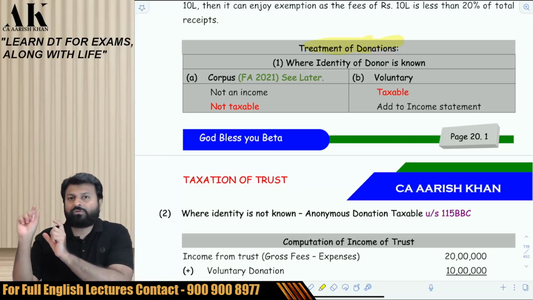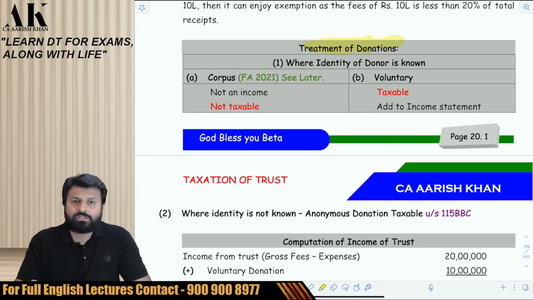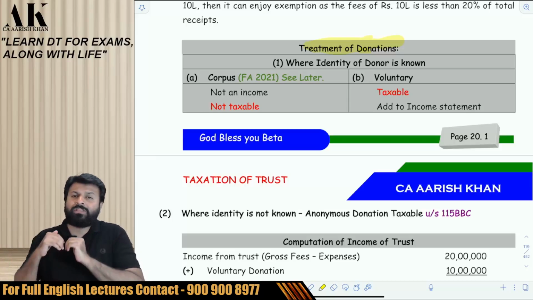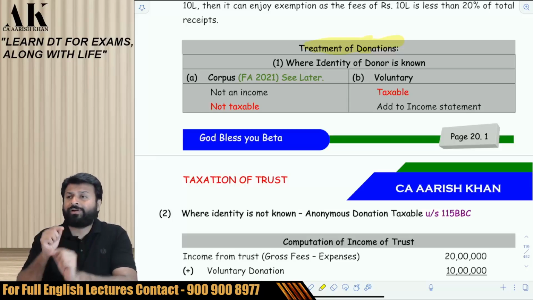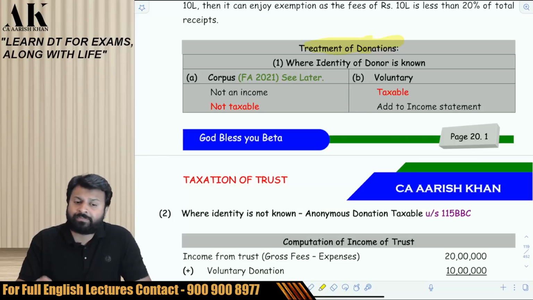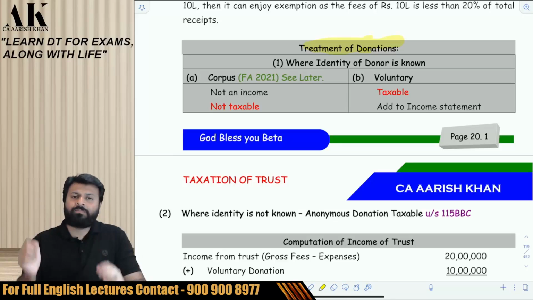One is known as corpus donation. One is known as voluntary donation. Now, what is a corpus donation? A corpus donation means the donor is giving you donation with an intention that it should be used for a specific purpose. And you have to use that particular donation for a specific purpose only. You cannot use it for general purpose. And voluntary donation given by the person can be used for any general purpose of the trust.